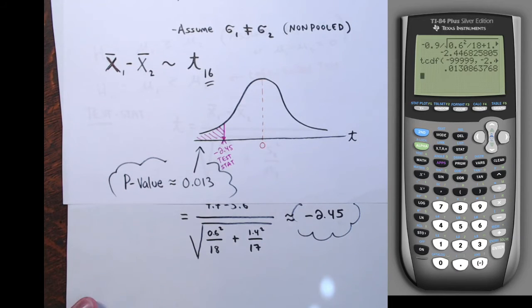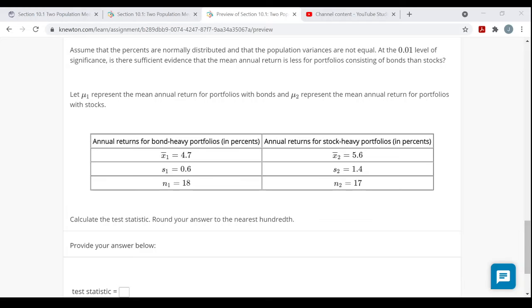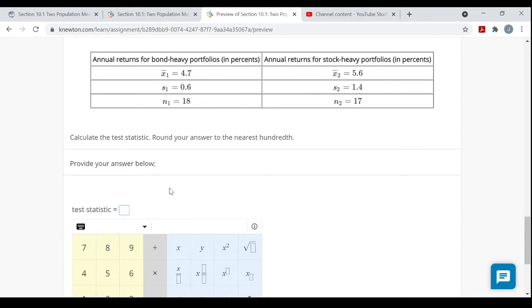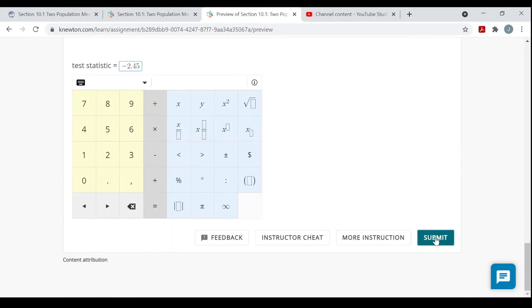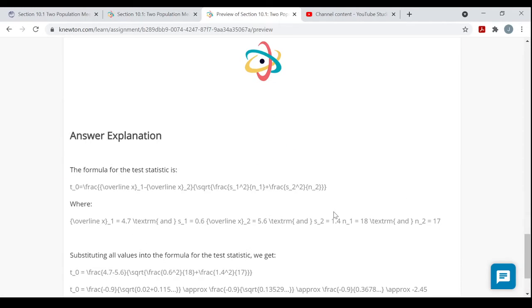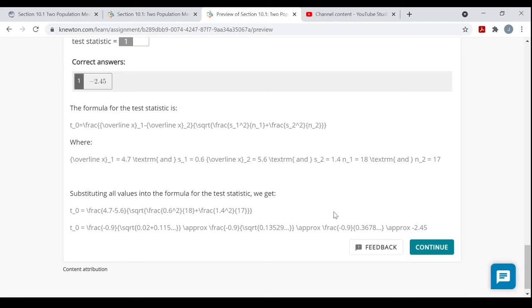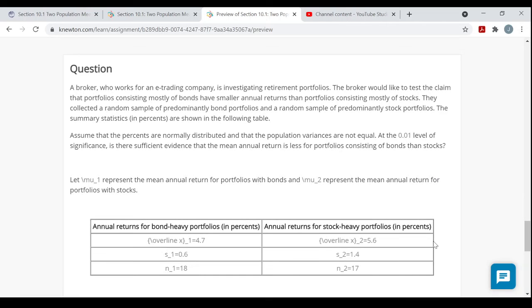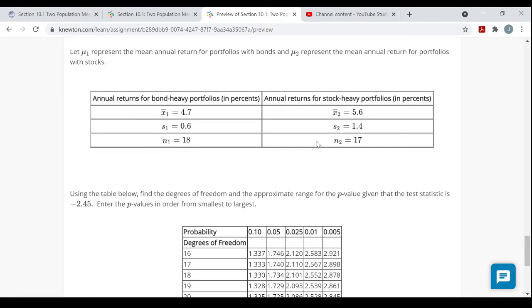Let's go back, enter the test statistic, right? So back here, we're asked to enter the test statistic rounded to the nearest hundredth. I said it was negative 2.45. And again, I go through all the same calculations I just showed you. So still the same question.